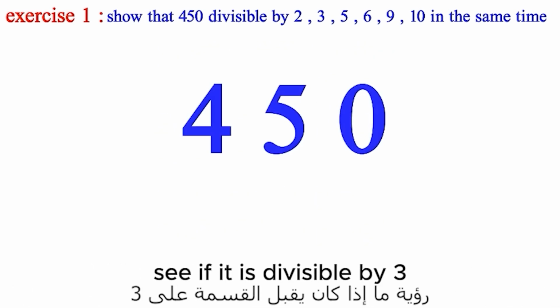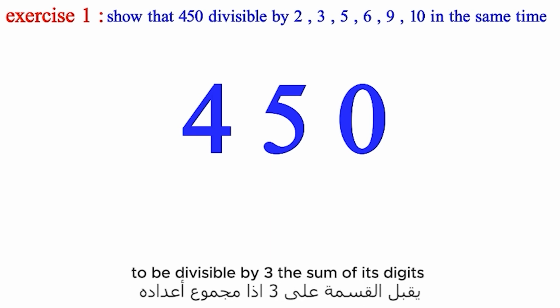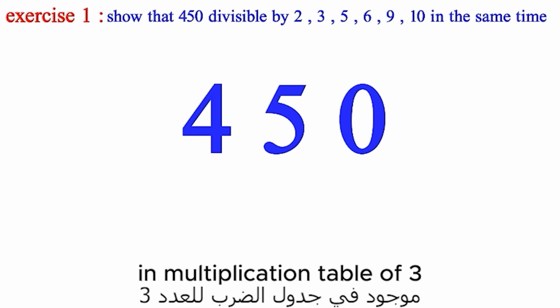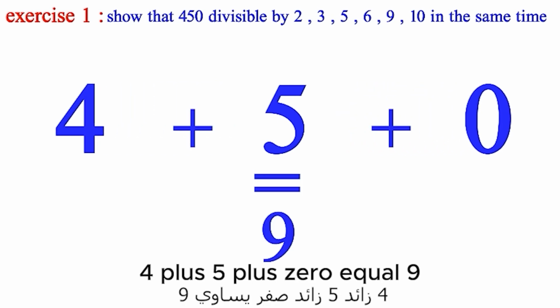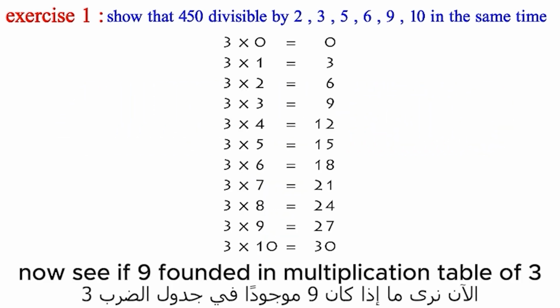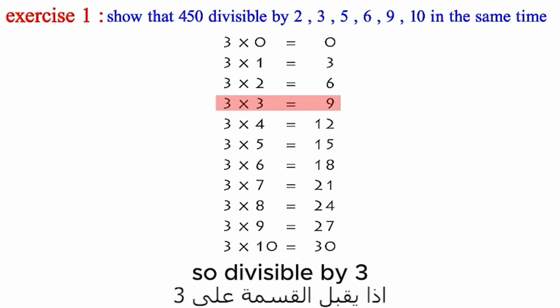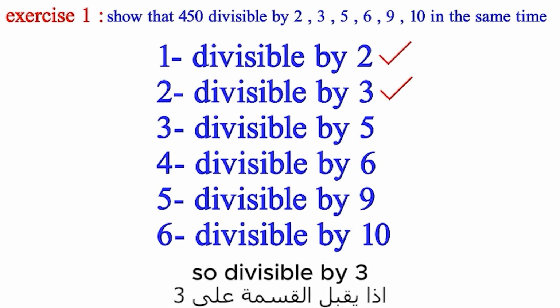See if it is divisible by 3. To be divisible by 3, the sum of its digits must be in the multiplication table of 3. Let's add the digits. 4 plus 5 plus 0 equals 9. Now see if 9 is found in the multiplication table of 3. 3 times 3 is 9, so it is divisible by 3.